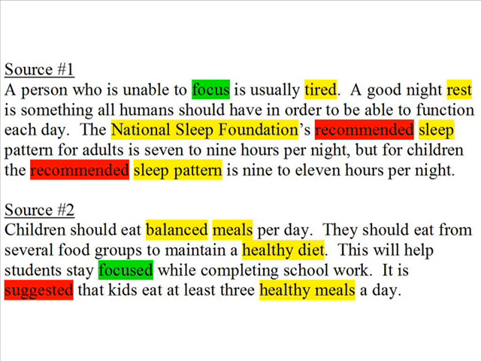Now for source 2, the words I need to highlight, starting with the words I'm going to highlight in yellow, would be balanced meals, healthy diet, healthy meals. They were highlighted in yellow. Next, the word I'm going to highlight in red is going to be suggested. Lastly, I have a word I'm going to highlight in green, which is the same word from source 1, which is going to be focused.